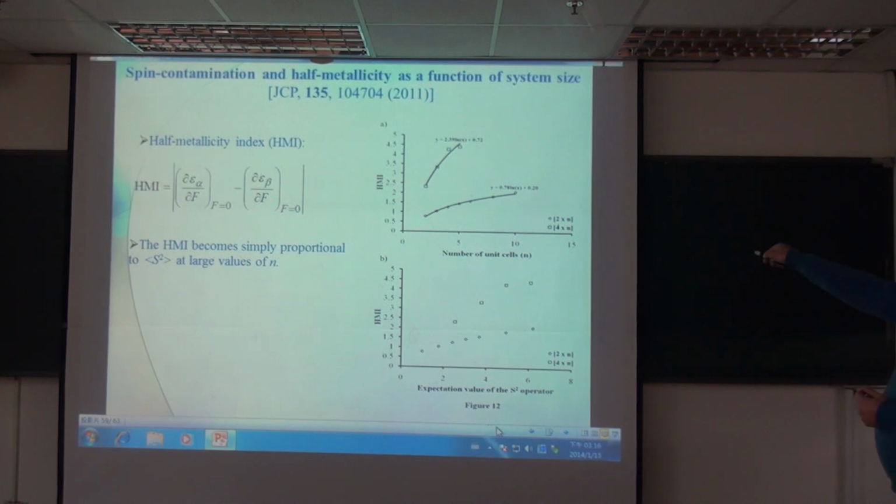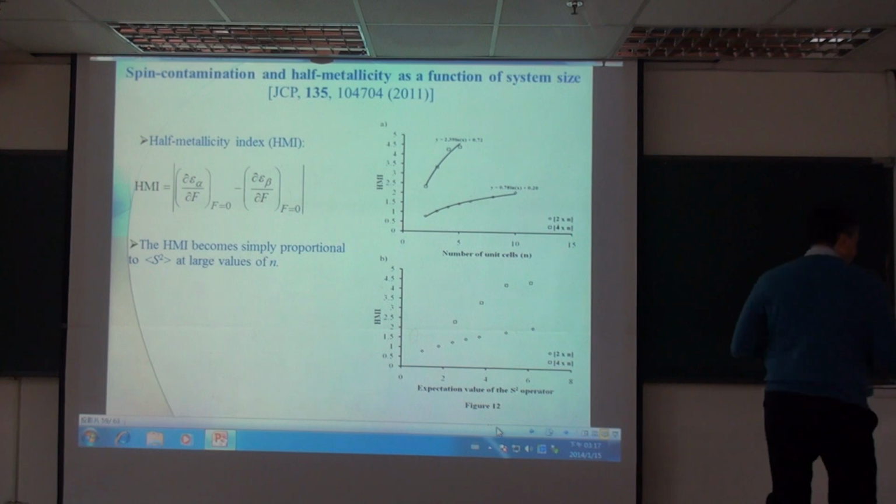Also, if you compare these two series here, we find that there is a factor 3, more or less, and this corresponds basically to the ratio of the width of the 4 times N versus the 2 times N series. Thus, simply this half metallicity index is basically a measure of the spin contamination, which is a methodological artifact.